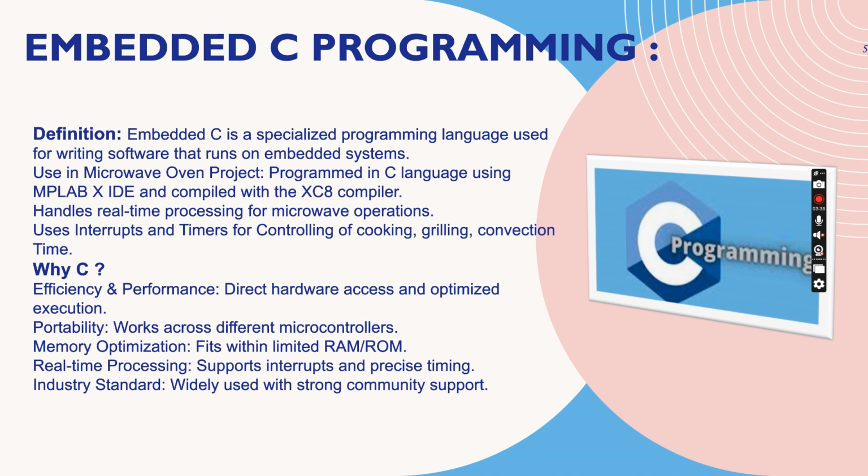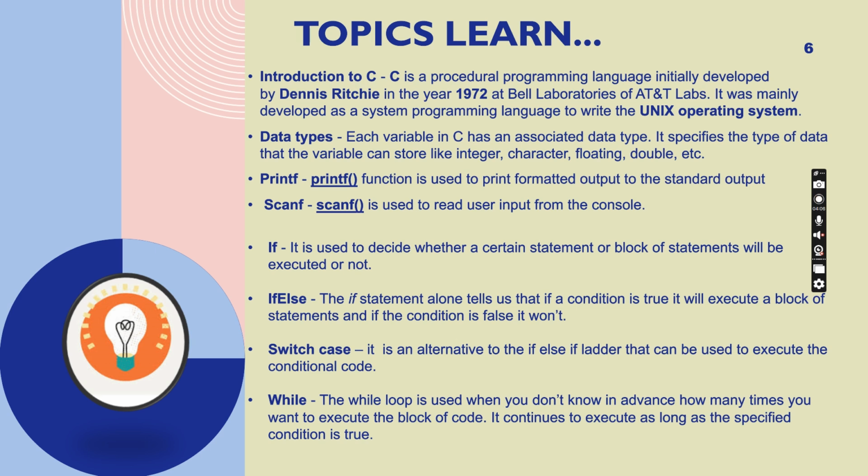So why do we use C programming? Because it has some advantages like efficiency and performance, that means direct hardware access and optimized execution. Portability, that means it works across different microcontrollers. Memory optimization, fits within limited RAM and ROM. Then real-time processing, which is very important, supports interrupts and timing processing. Industry standard, which is also important, widely used with strong community support. So we use C programming.